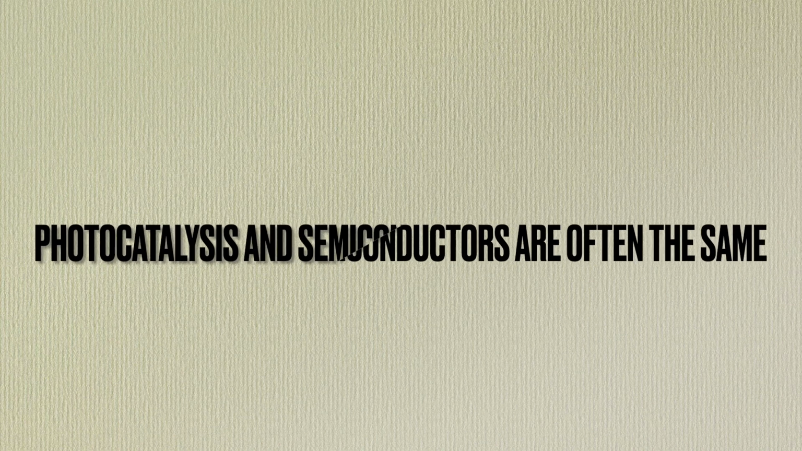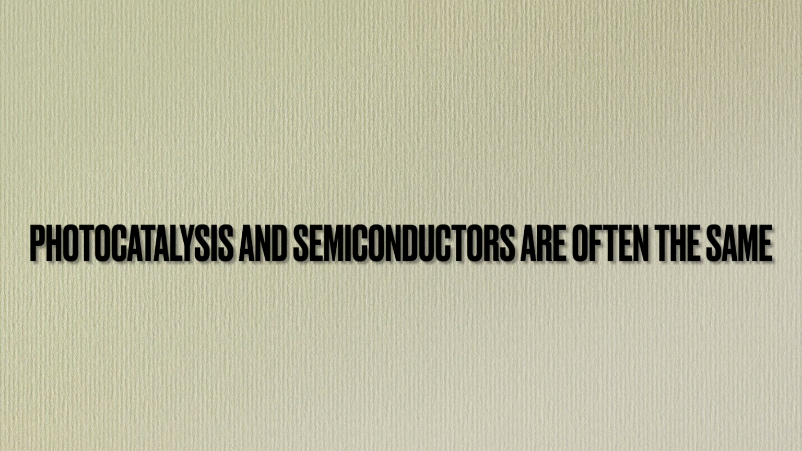A semiconductor is a material that is able to conduct electricity, but not as well as a proper metal. A photocatalyst is often going to be a semiconductor, since it actually needs to be able to conduct that light energy, or that solar energy, to convert it into chemical energy.